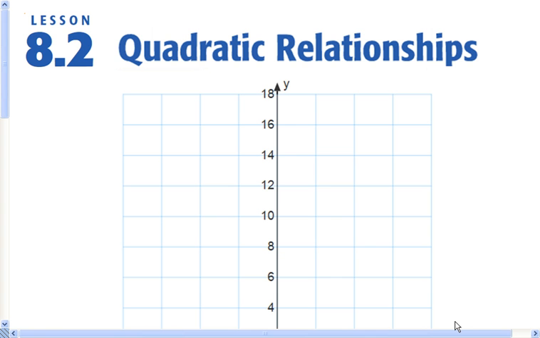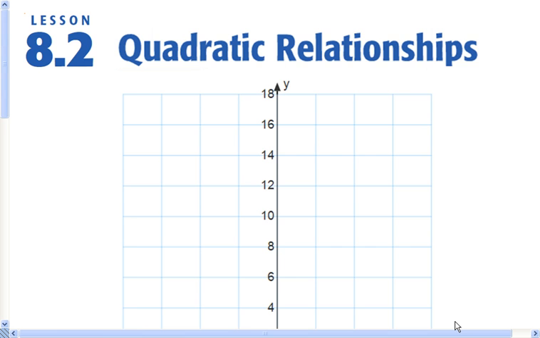This is Lesson 8.2.1. We're going to learn how to link quadratic equations to their graphs, making parabolas. We're going to learn to graph quadratic equations of the form y equals ax squared and identify lines of symmetry and vertices, and how to identify quadratic relationships from graphs, tables, and equations.